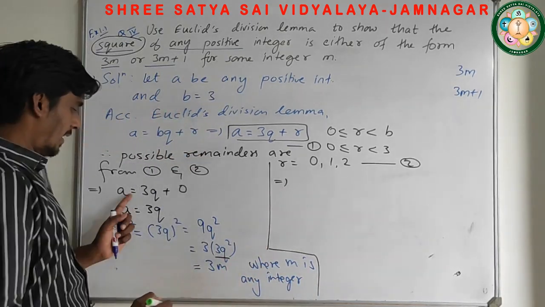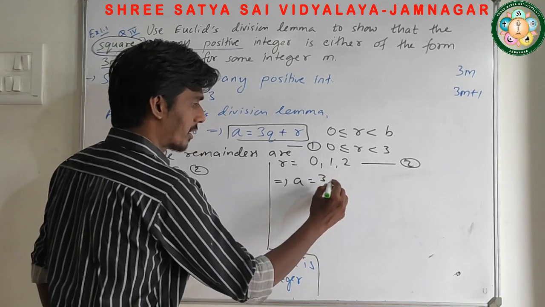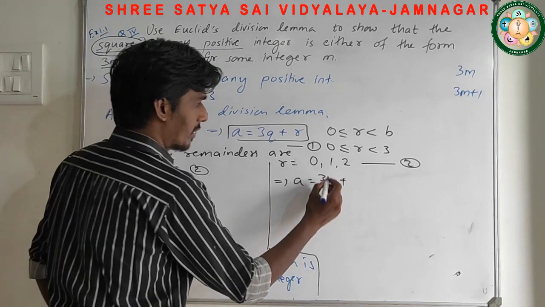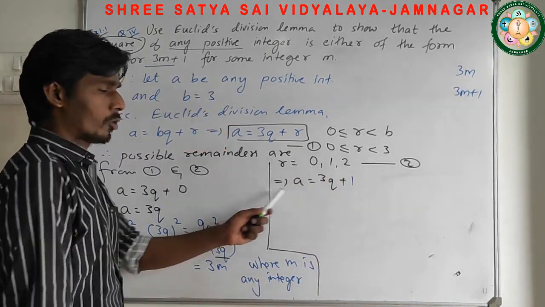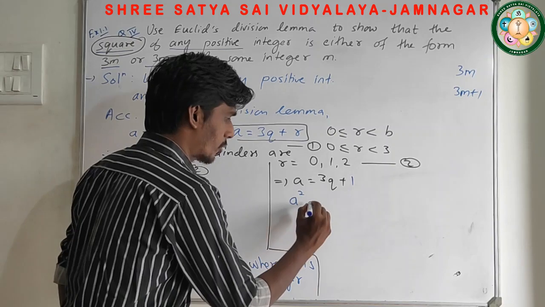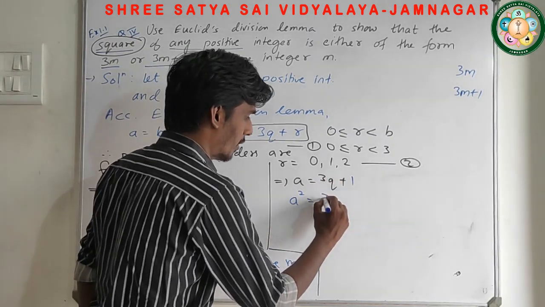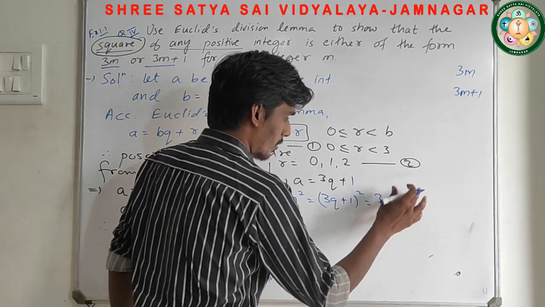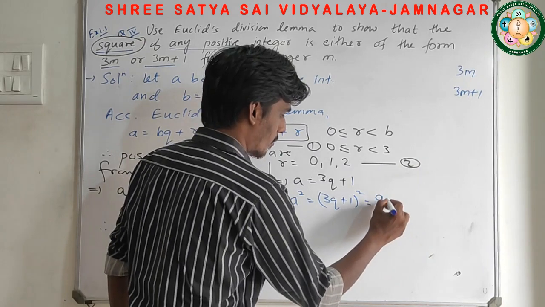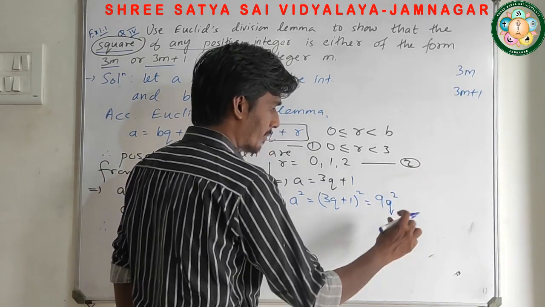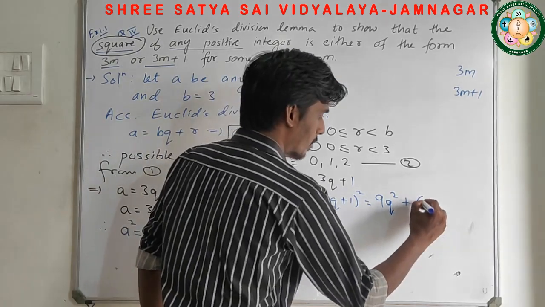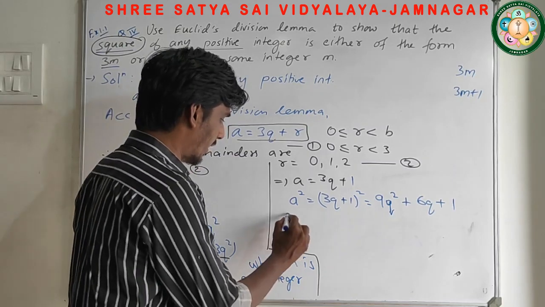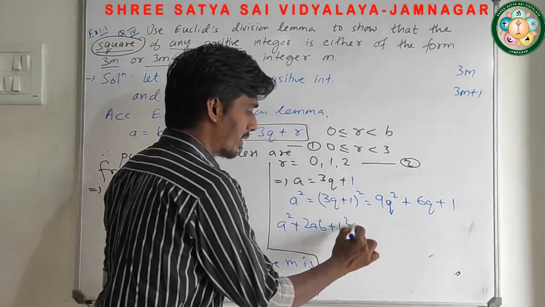So for the second, let's take again a as 3q. Now instead of r, I am going to replace it by 1. So squaring both the sides, a square is 3q plus 1 whole square, which is 9q square plus 6q plus 1. Now what is this? This is nothing but a square plus 2ab plus b square.